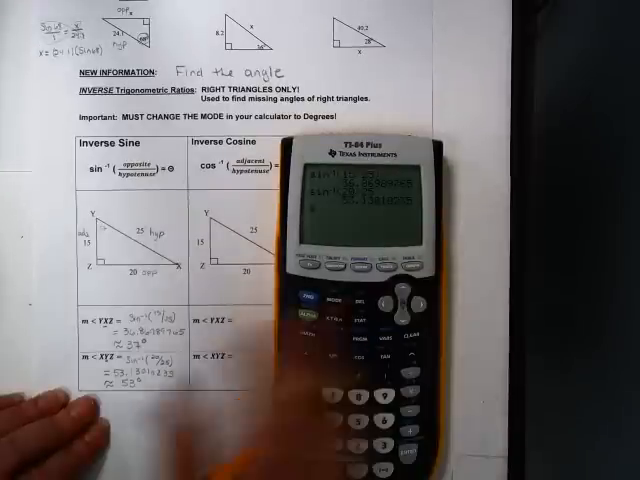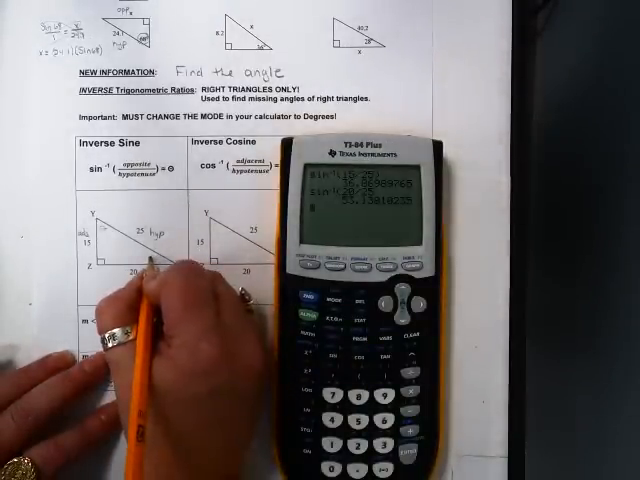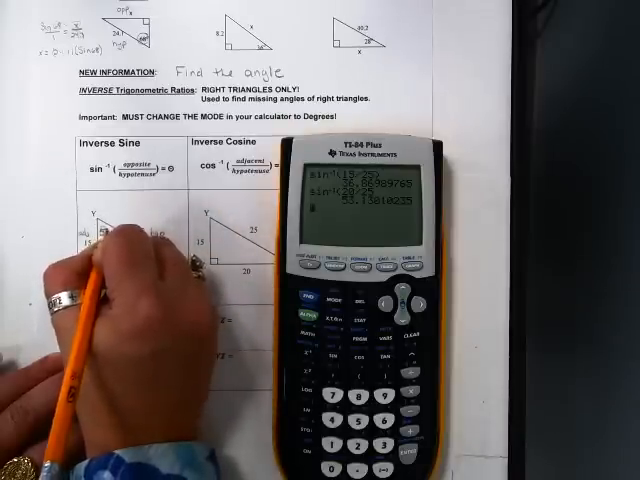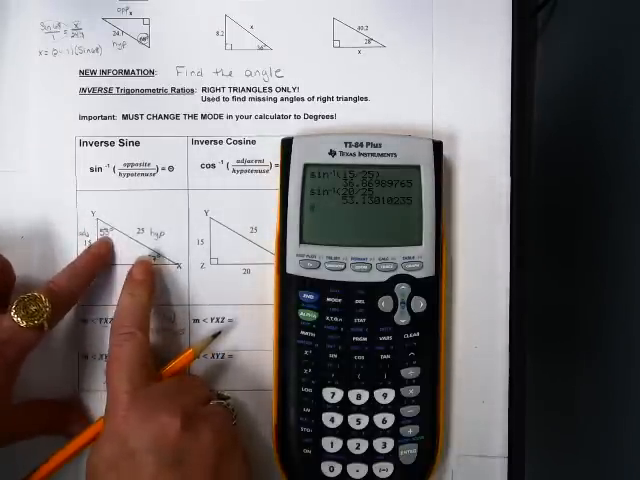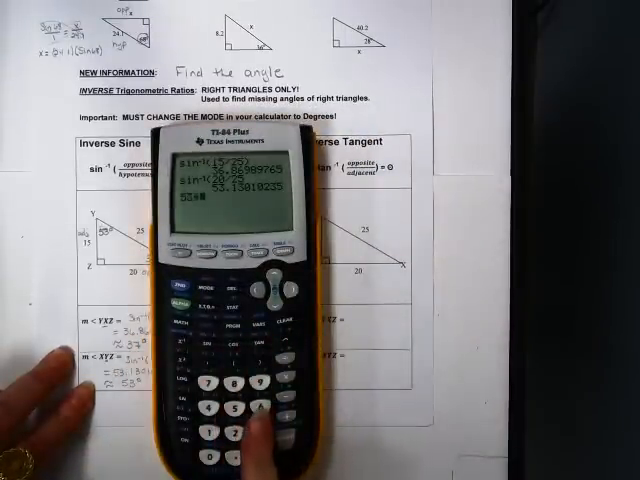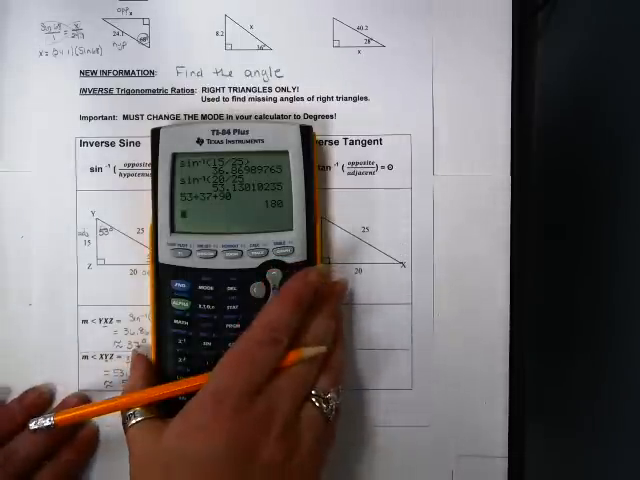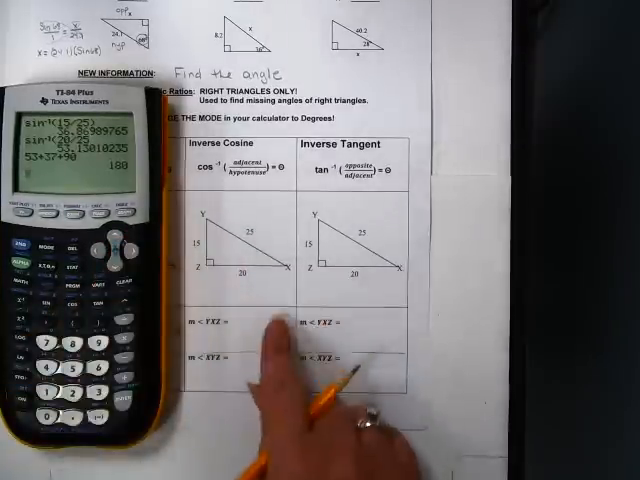Okay, so that means that this angle here, I'm going to write it up here, this is 37, this is 53. And we check it by looking and saying, do all of these add up to be 180? Well, 53 plus 37 plus 90 equals 180. So that's how you know you did it correctly. Okay, let's cover this up and go to the next one.